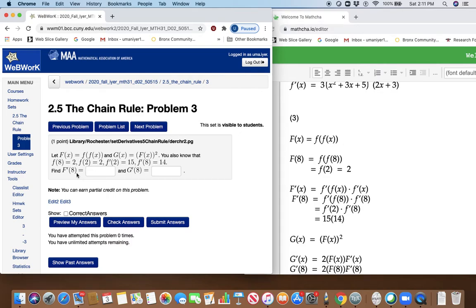Now you want F prime at 8, plug in 8 for x. Okay. Now f of 8, the inner f of 8, there is no derivative, simply f of 8. F of 8 I'm told is 2. So the inner object is 2 for me. So I eventually get f prime at 2 times f prime at 8. F prime at 2 is 15. F prime at 8 is 14. 15 times 14.